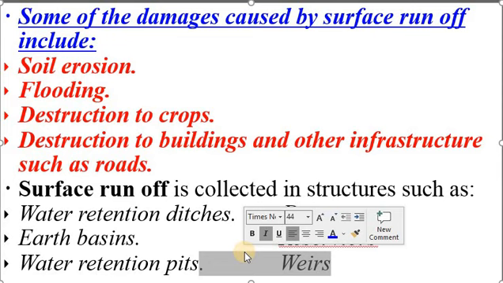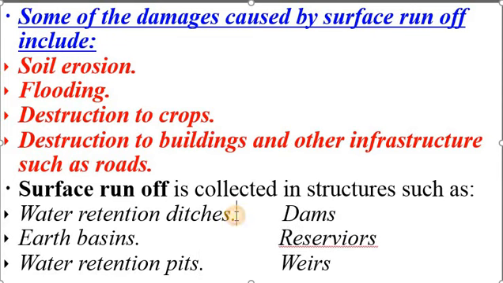1. We can use water retention ditches. We can use earth basins. We are going to look at this some time ahead. We can use water retention pits. We can use dams. I hope you know dams. We can use reservoirs, and we can use what we call weirs. So these are structures used to collect surface runoff.